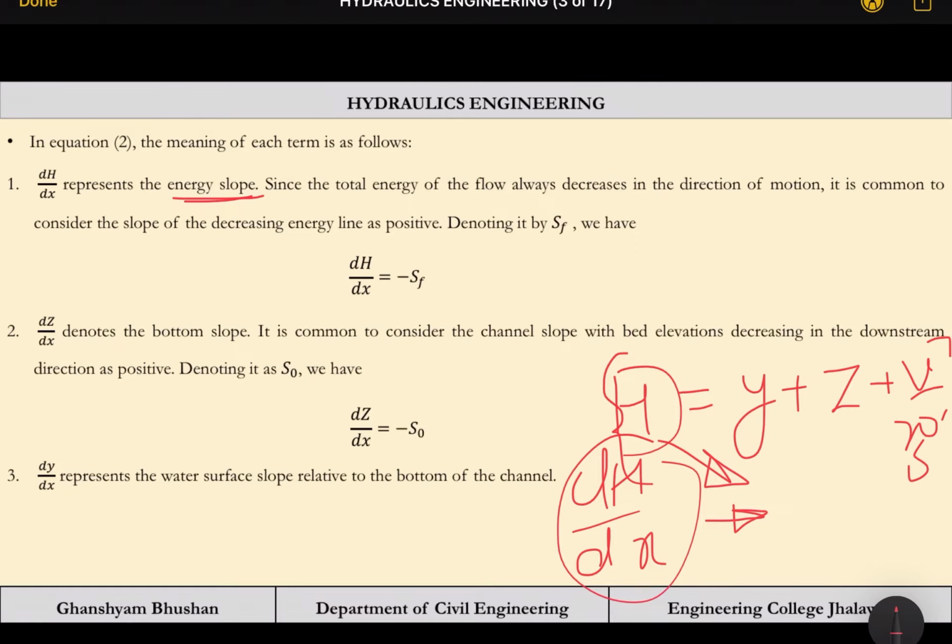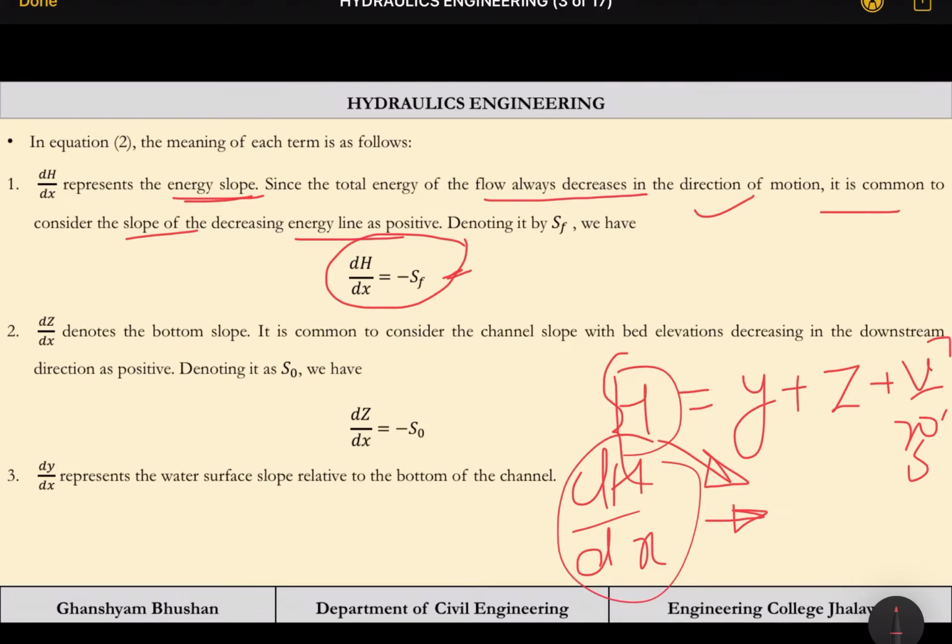Since the total energy of the flow always decreases, this we have already discussed in detail. In the direction of flow, the total energy is going to change. But this is not true for the specific energy. This point also we have discussed. So it is common to consider the slope of the decreasing energy line as positive. So we will get dH by dx as minus Sf, where Sf is the slope of the energy line.